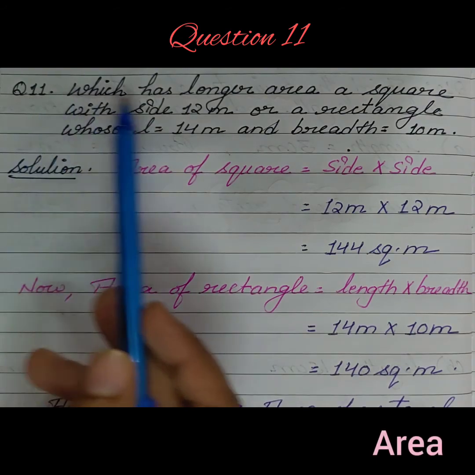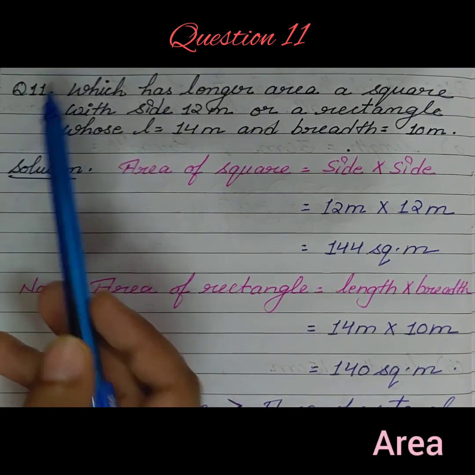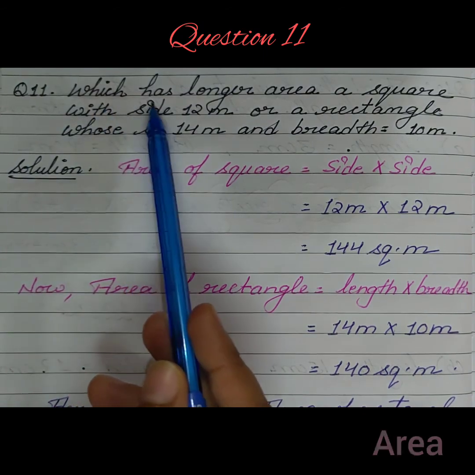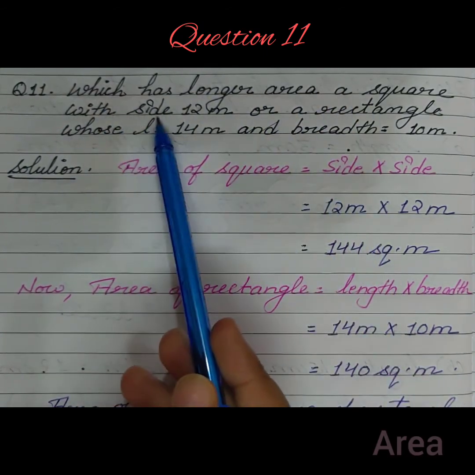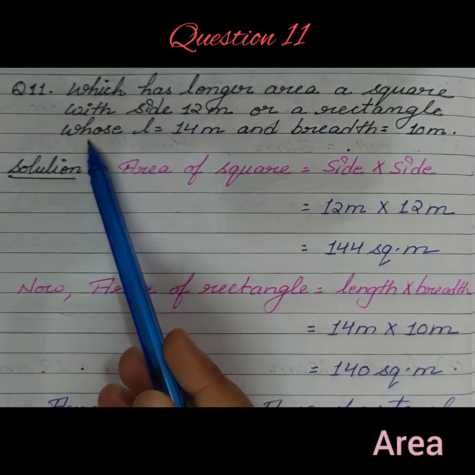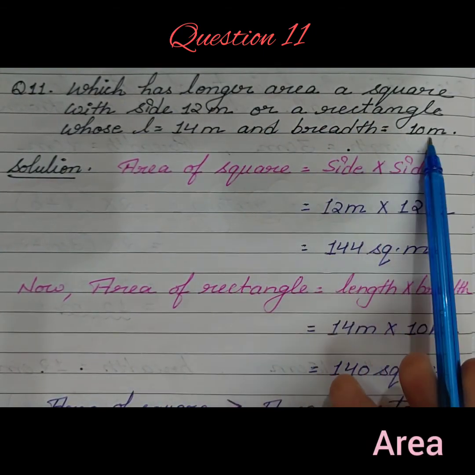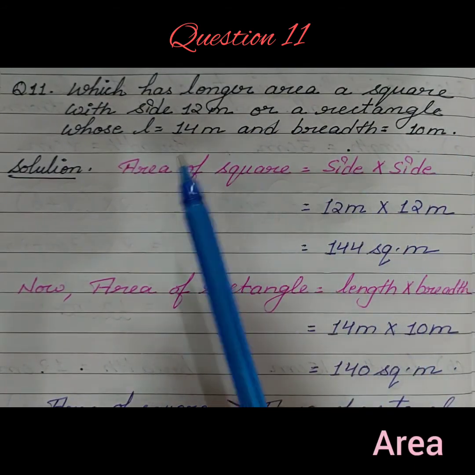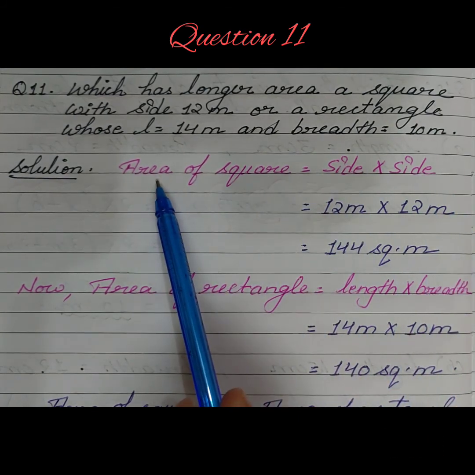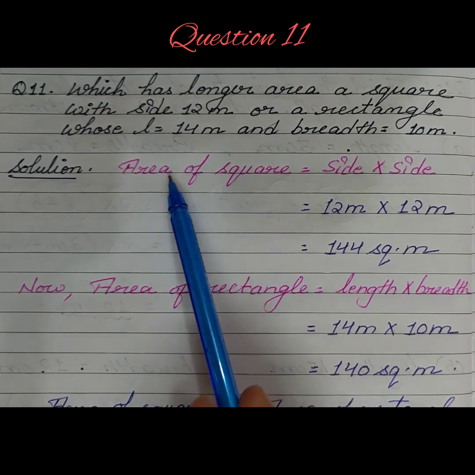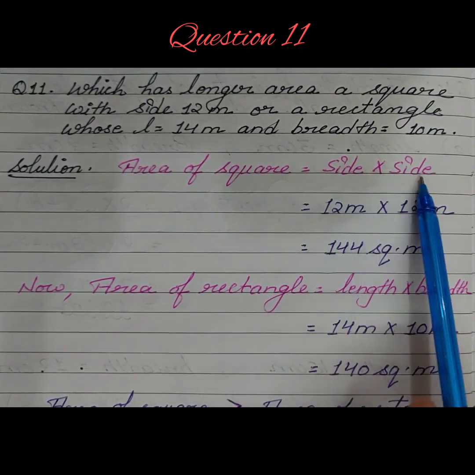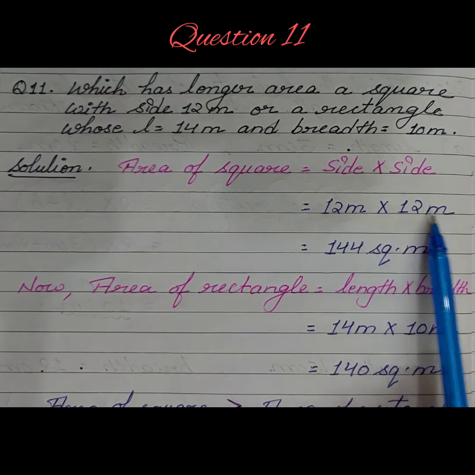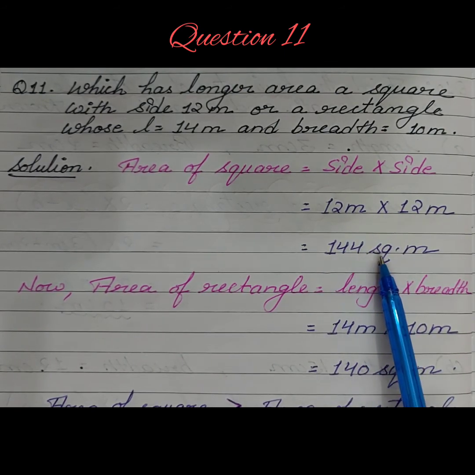Dear students, this question is related to area. So let us solve this question also. Question number 11. Which has longer area? A square with side 12 meters or a rectangle whose length is 14 meters and breadth is 10 meters. In this question, we have to find out which has the longer area, a square or a rectangle. So first we will solve area of square. We all know the formula. Formula is side into side. So 12 meters into 12 meters is equal to 144 square meters. Remember, when we find the area, we will write the unit in square.